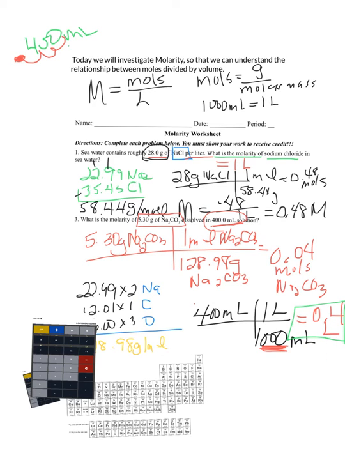Now we're solving for concentration, and our problem is moles divided by liters. So we have our moles, 0.04 moles, divided by our liters, 0.4 liters.